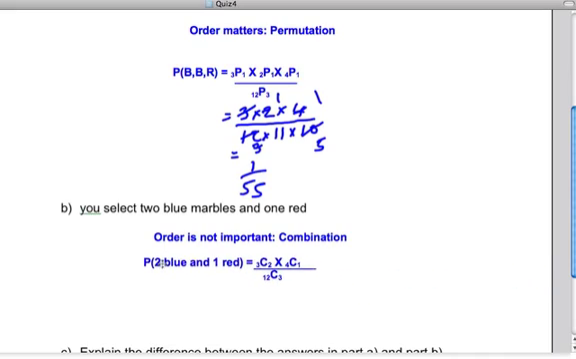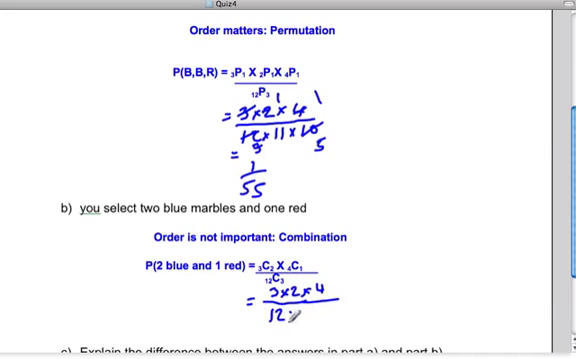So the way we calculate the probability of that is 3 choose 2, so that means the number of ways we can draw 2 blue marbles out of 3, times 4 choose 1, which is the number of ways we can pick the red marble. And then we're going to divide that by 12 choose 3. So this is going to be 3 times 2 times 4 again over 12 factorial over 9 factorial, 3 factorial.